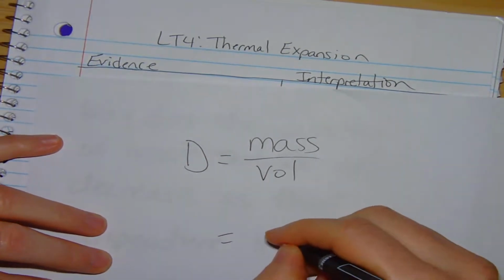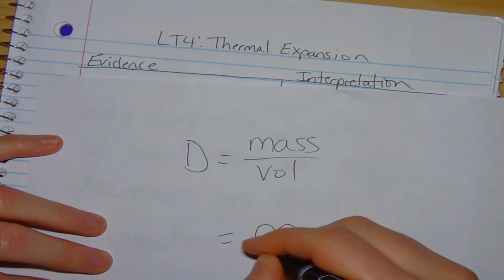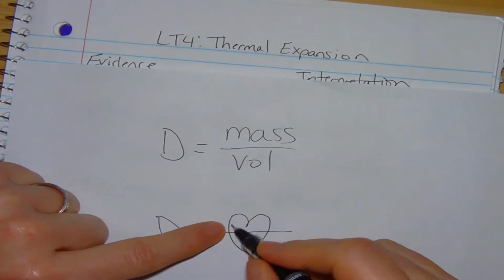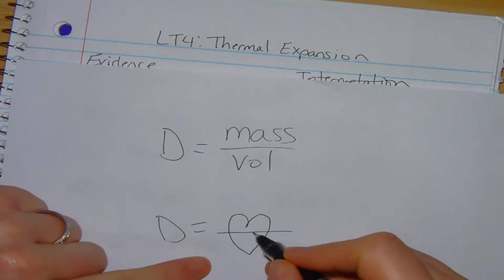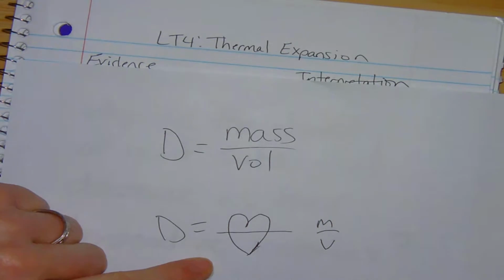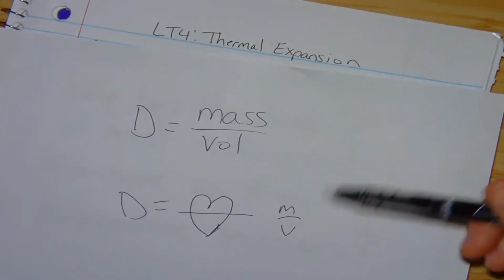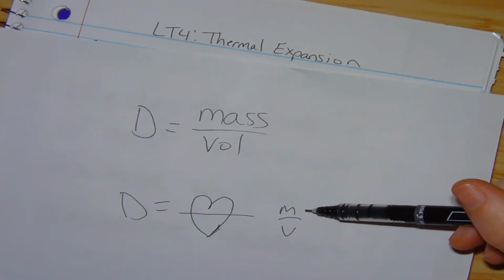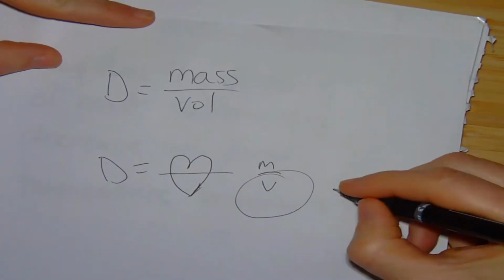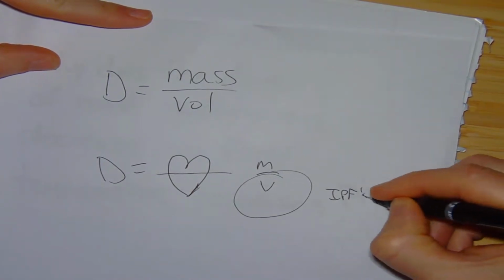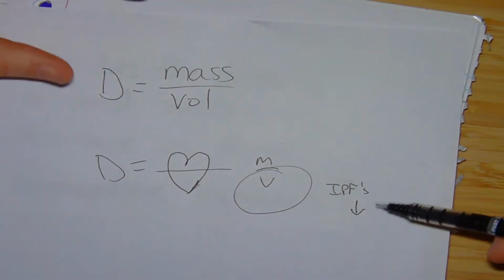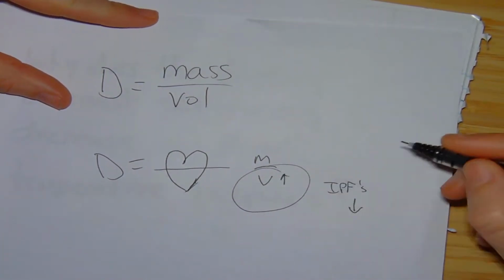It's kind of a goofy thing, but if this is a heart and you break it, very sad. That's how you can remember the two little humps on the heart are the mass, and the tip of the heart is the volume. So mass divided by volume. When things are heated, their mass shouldn't change, because that's just how much stuff something contains. But we know their volume does change, because remember those IPFs from kinetic theory? Those interparticle forces go down. So there's less holding the substance together, which means the volume is going to go up.